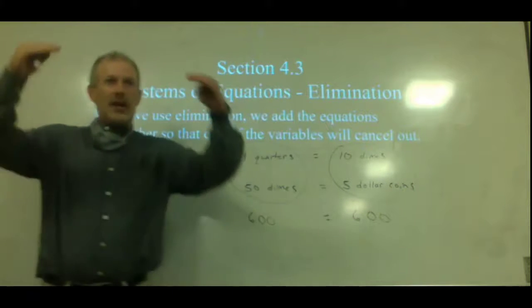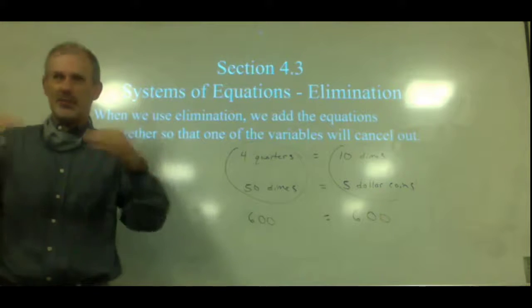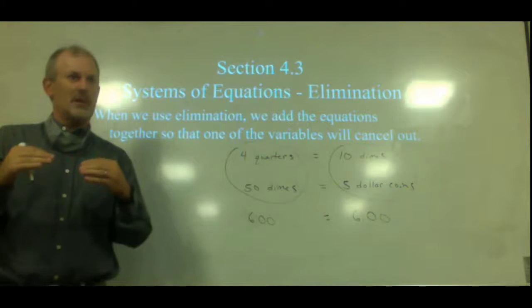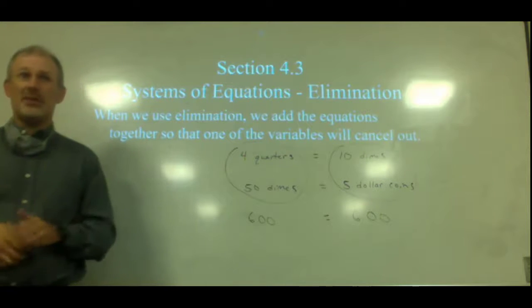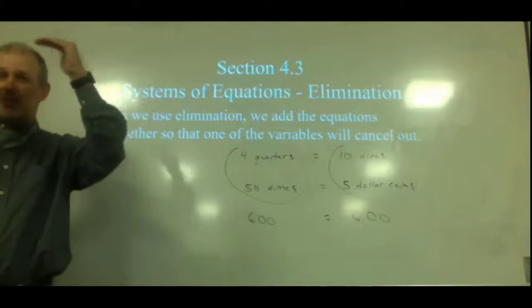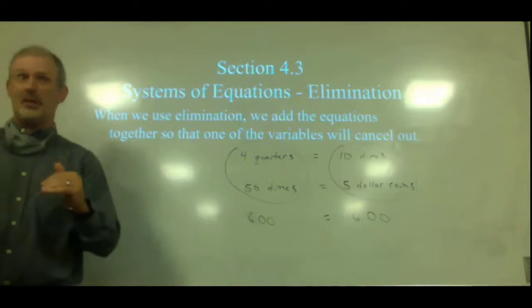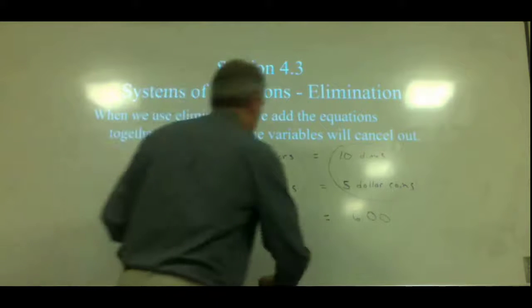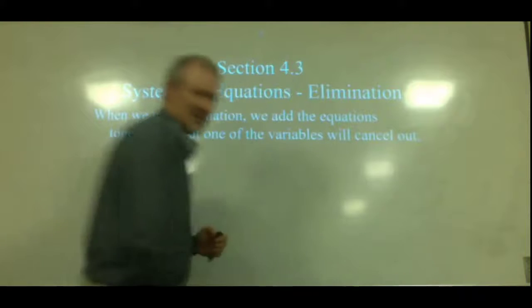So if you've got 2 things that are equal and 2 other things that are equal, and you add them together, the results are going to be equal. Does that make sense? And that's what this whole method, the elimination method, is based on. We're going to be adding 2 things together that are equal, and so the results are going to be equal also.